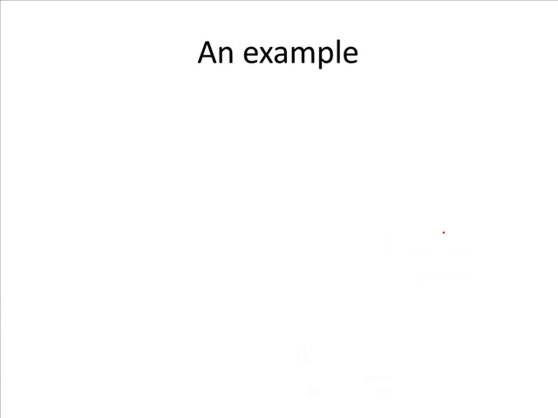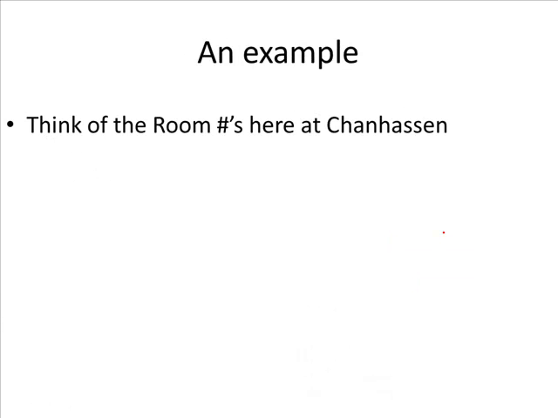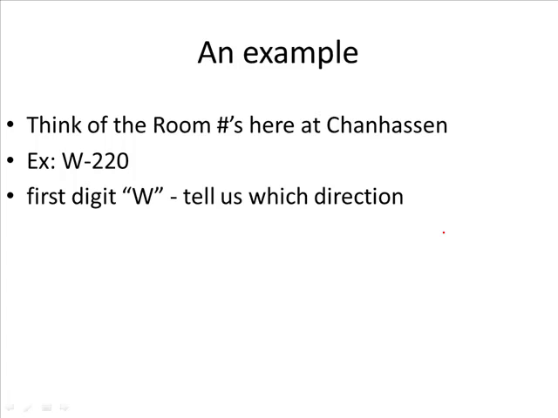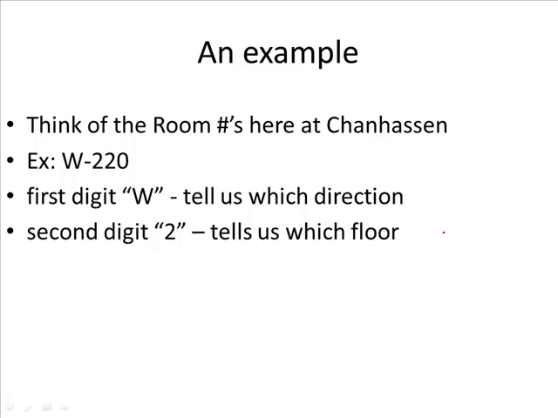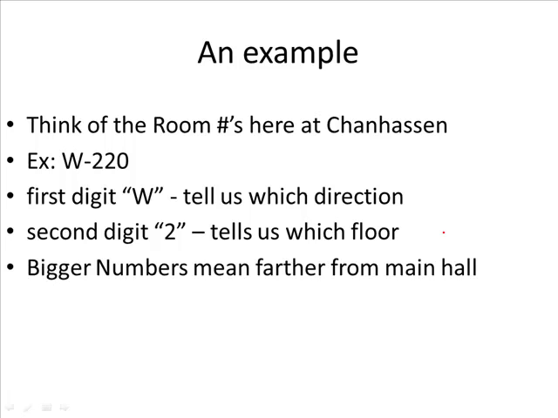So, to look at an example, it's not with electrons. If you attend school here at Chanhassen, there are room numbers. They tell you things. When we write down the room number, it tells you a lot. If we look at room number W220, the W tells us what direction or end of the building it's on, the west side. The second digit, the 2, tells us what floor we're on, the second floor. Then the 20 tells you where on that floor the room's located. So in this case, it's farther from the main hall or the main office.